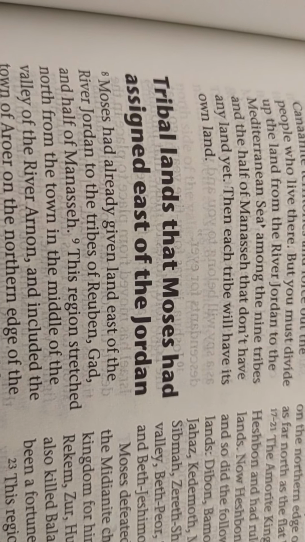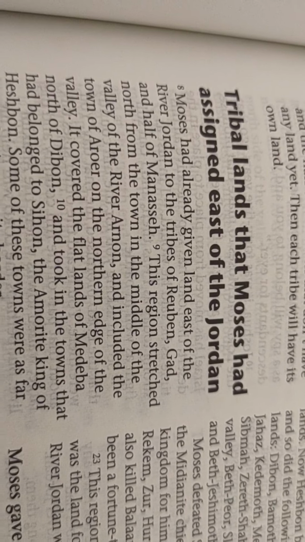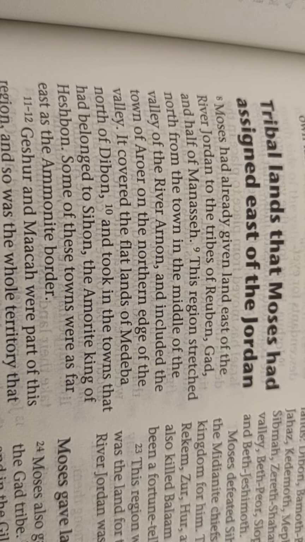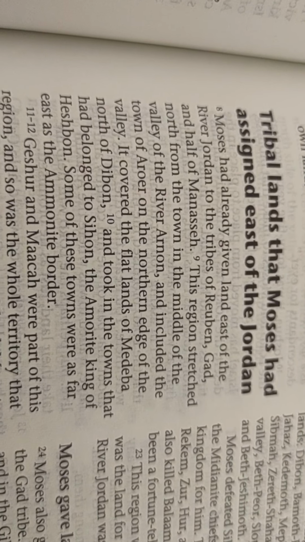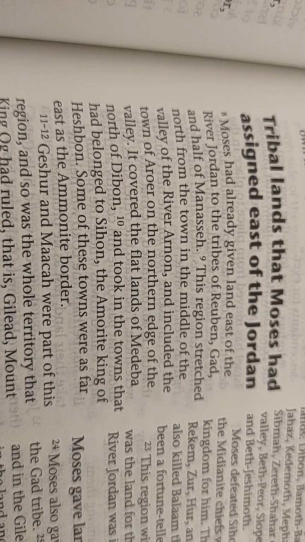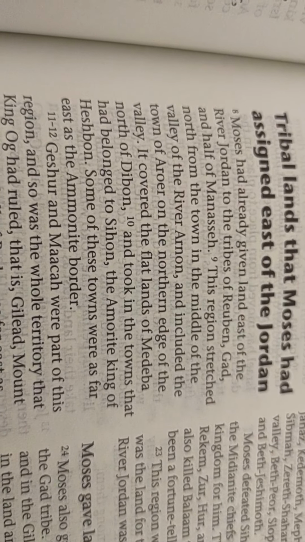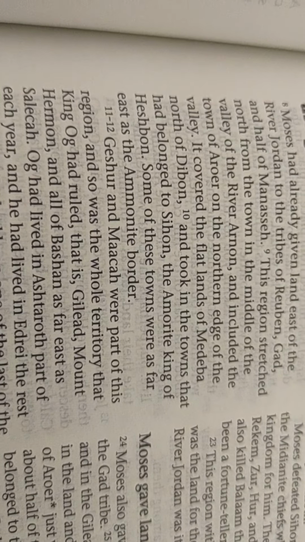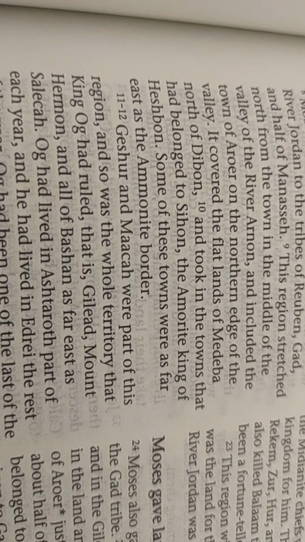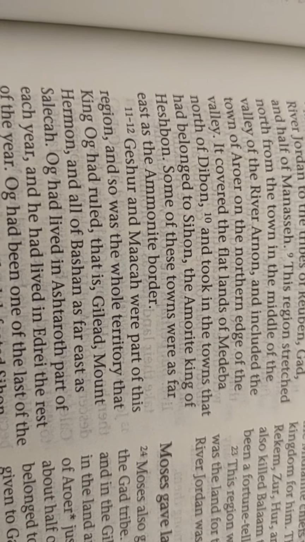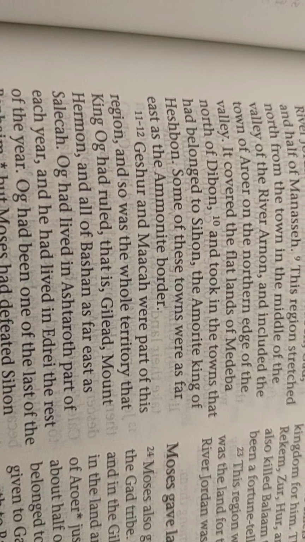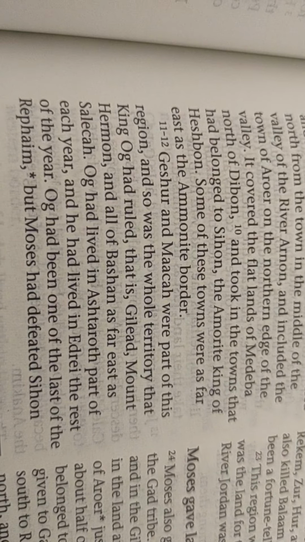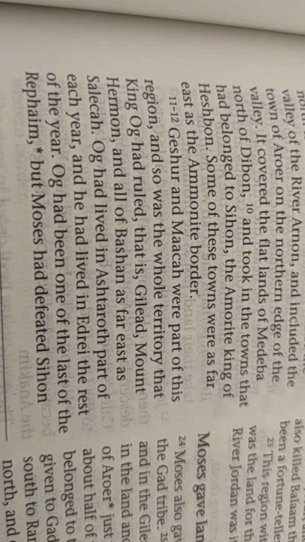Then each tribe will have its own land, as Moses had assigned east of the Jordan. Moses had already given land east of the river Jordan to the tribes of Reuben, Gad, and half of Manasseh. This region stretched north from the town in the middle of the valley of the river Arnon and included the town of Aroer on the northern edge of the valley. It covered the flatlands of Medeba north of Dibon and took in the towns that had belonged to Sihon, the Amorite king of Heshbon. Some of these towns were as far east as the Ammonite border.